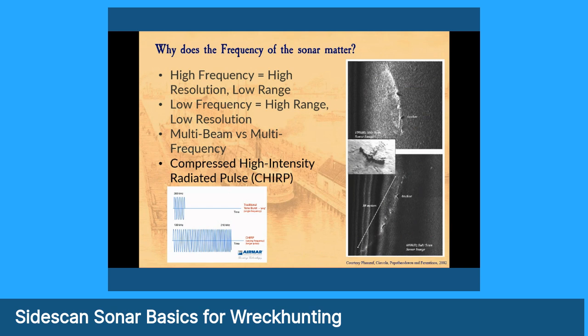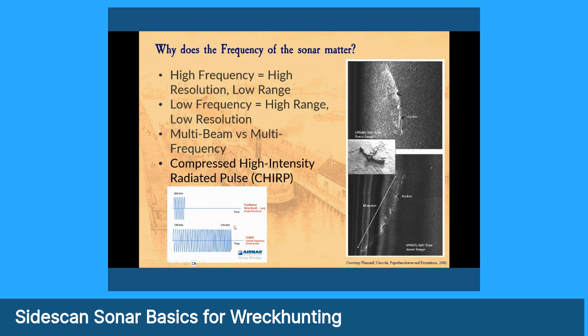Lastly, I'll talk about chirp. You might hear about chirp sonars, compressed high intensity radiated pulse. Here's an example of that. So here we have what it is basically. The traditional sonar is running at a fixed frequency of 200 kilohertz, or however many kilohertz, and the waves are standard here, evenly spaced. On a chirp sonar, they vary the frequency in a longer pulse, so the pulse goes, instead of just boom, boom, for lack of a better example. So what you see here is it starts low and goes up high.